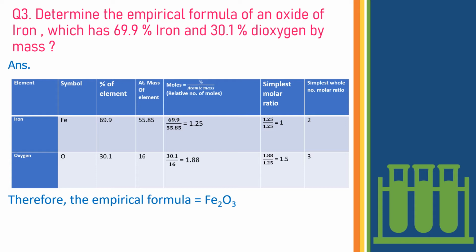After that we have to convert this molar ratio into whole numbers, and then we are able to write the empirical formula. Here the fraction is 1.5, so we first convert this into a whole number. 1.5 into 2 gives us 3, and 1 into 2 gives us 2. So we can write the empirical formula of the given oxide of iron as Fe2O3. This is the empirical formula of the oxide. I hope you have understood.